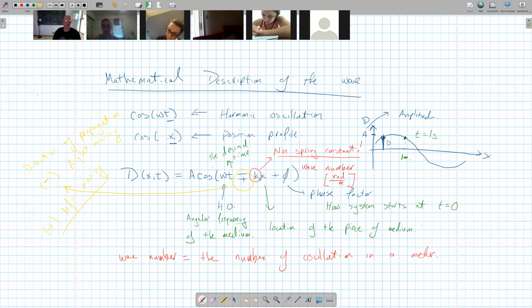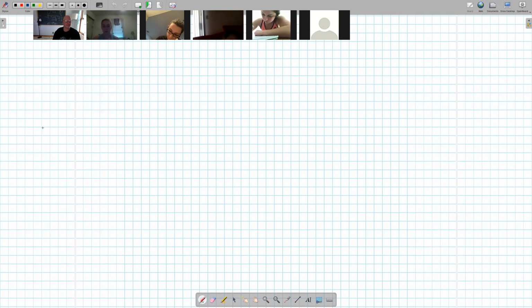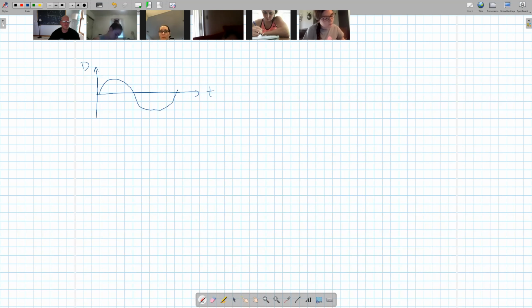So let's talk about some more properties of the wave here. Here, our wave looks like what? If I plotted the displacement d versus time, again, we would have a harmonic oscillation. Let me draw it a little bit further. There we go. So again, we know that the distance from here to here is equal to the period. So this is our period. The period is the time it takes to go from maximum to maximum or minimum to minimum, however you want to think about it. So this is equal to our period.